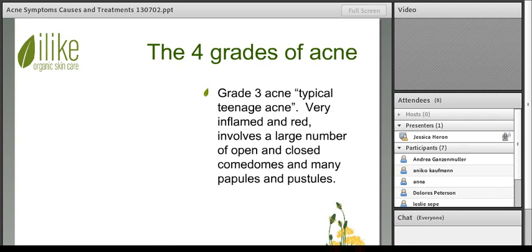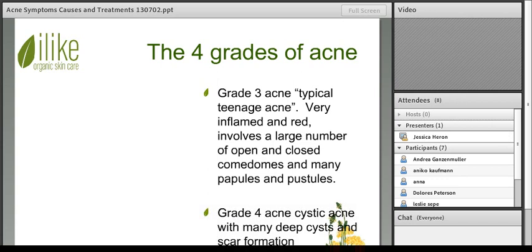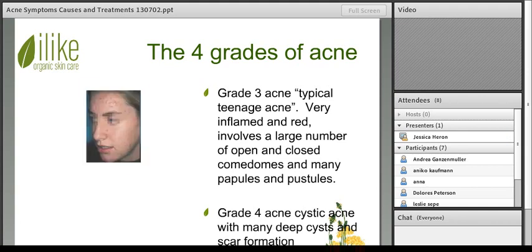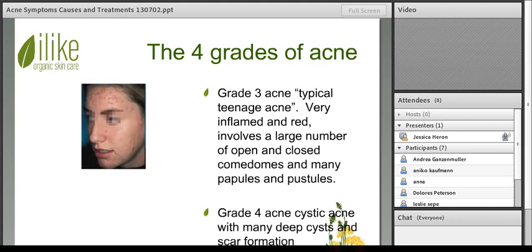Grade 3 acne is typical of teenage acne. It's very inflamed and red. It involves a large number of open and closed comedones and many papules and pustules. Grade 4 acne is cystic acne, with many deep cysts and scar formation. As you can see in grade 3, this type of acne is considered severe.